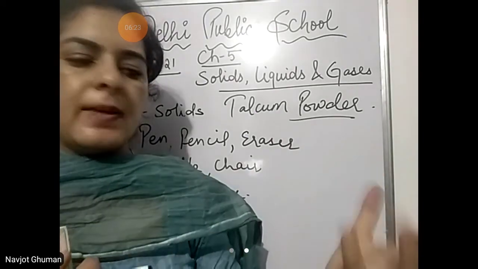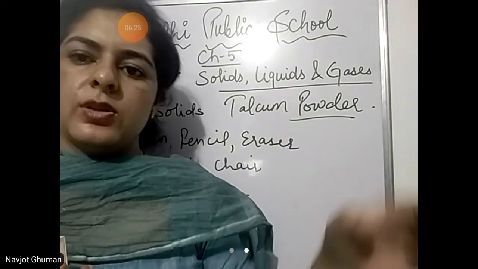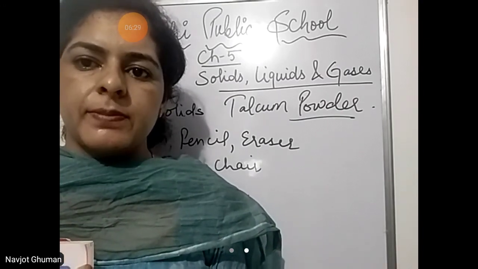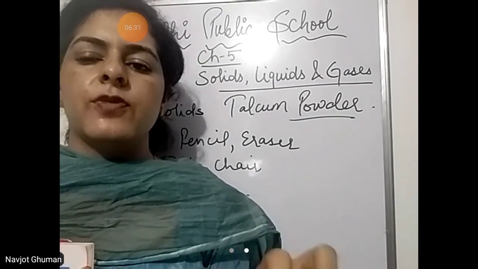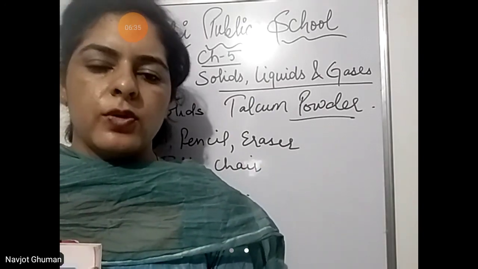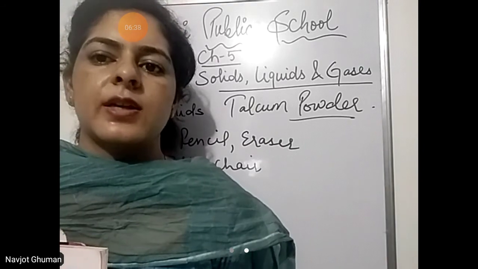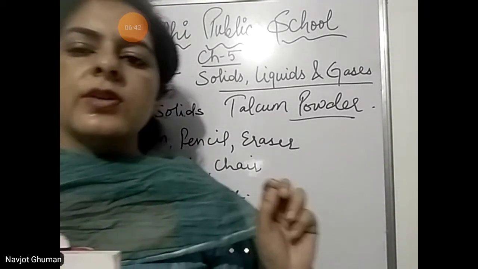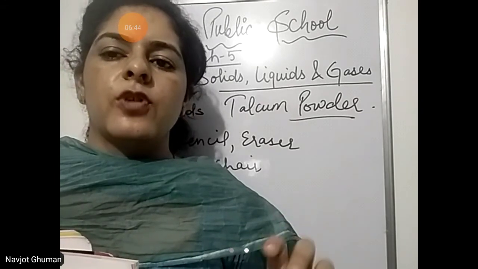Talcum powder अगर आप किसी छननी से छानोगे तो वो उससे निकल जाएगा. Talcum powder है तो solid, but it can flow when it is in the form of a powder. कोई भी solid अगर powder form में होता है तो वो flow कर सकते हैं. Otherwise solids they cannot flow. Chair, table, they cannot flow. Only solids can flow when they are in the form of a powder.